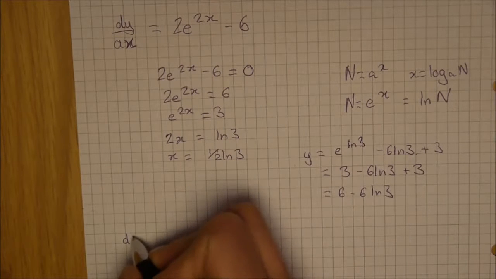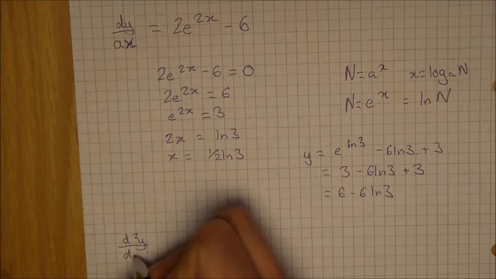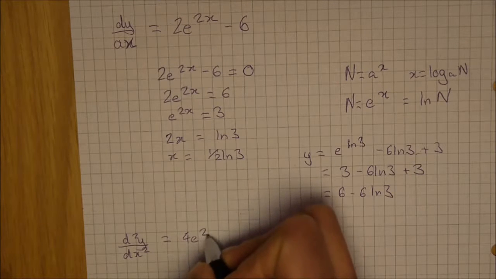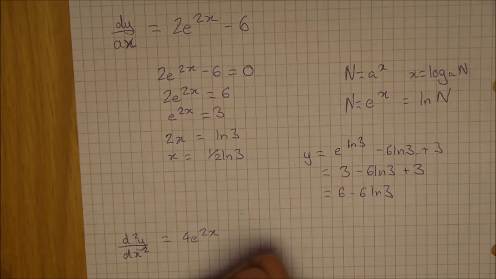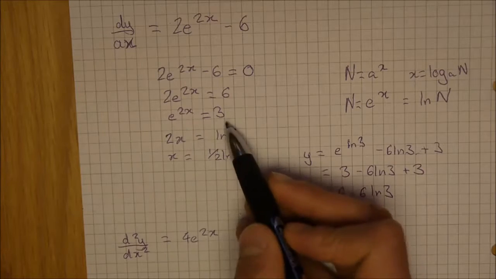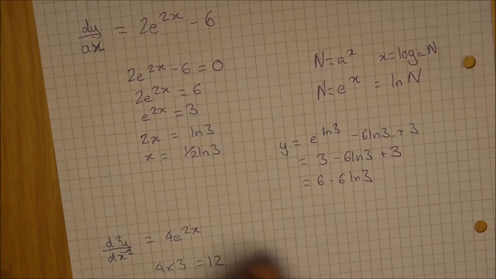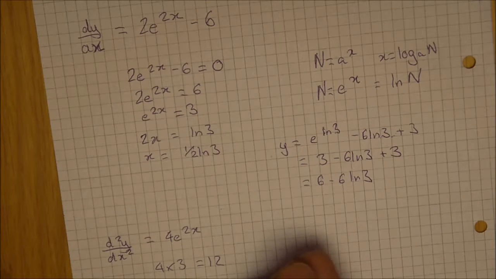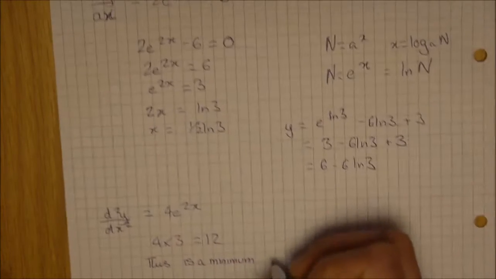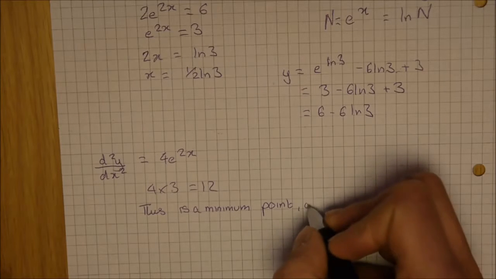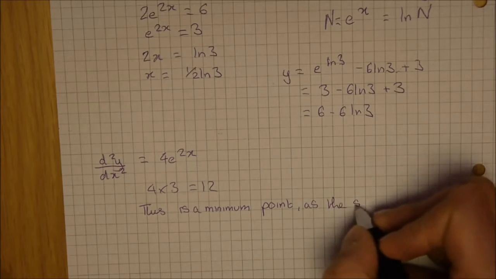So we're going to do d2y/dx squared equals 4e to the 2x. Now, as we know that e to the 2x here is 3, then we can just write 4 times 3 equals 12, and therefore we know that this is a minimum point. This is a minimum point as the second differential is greater than 0.